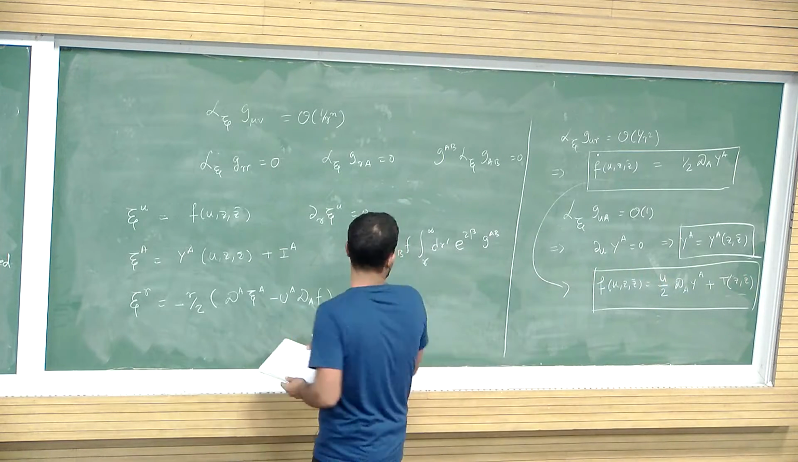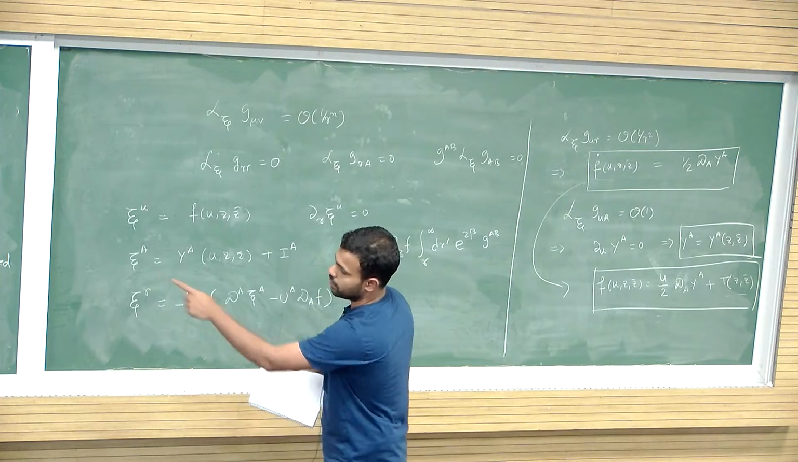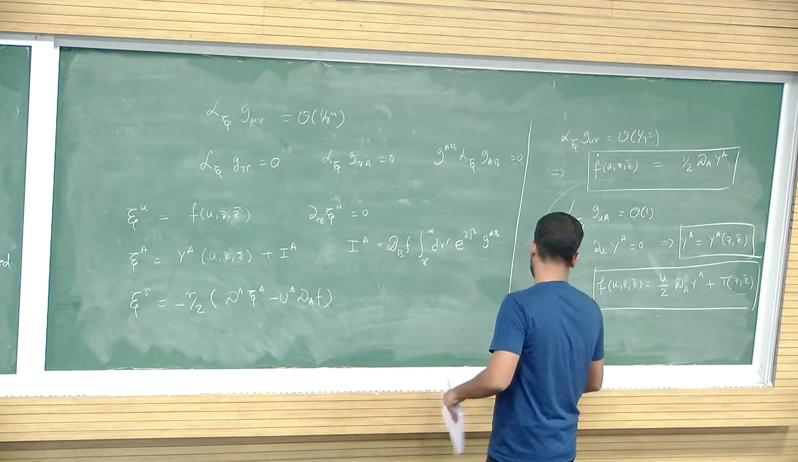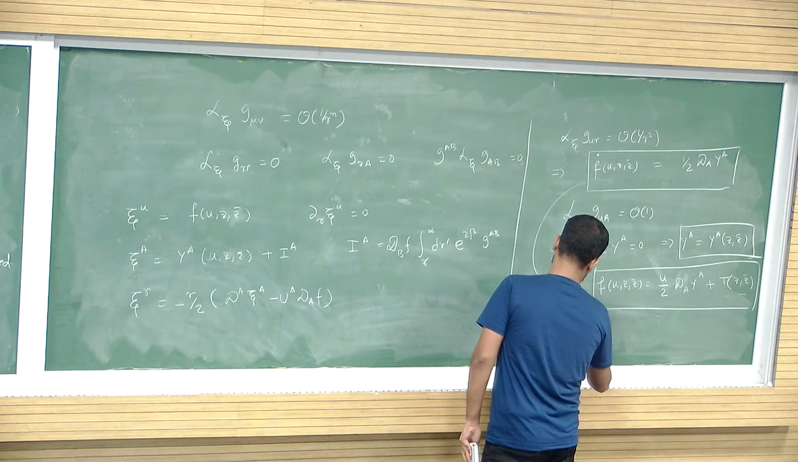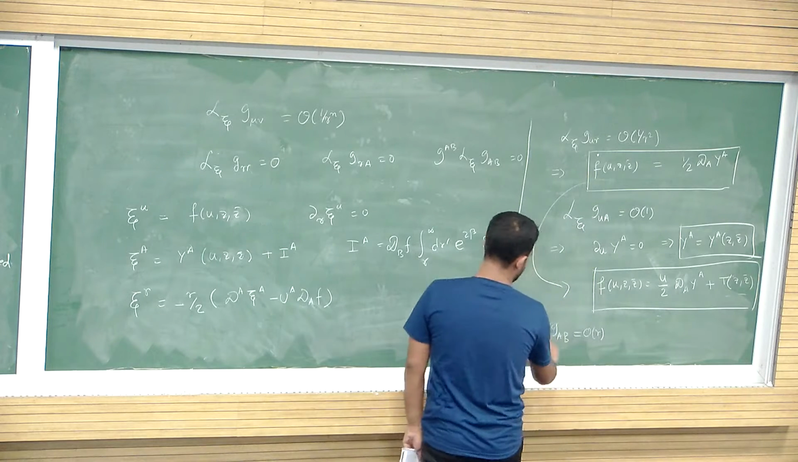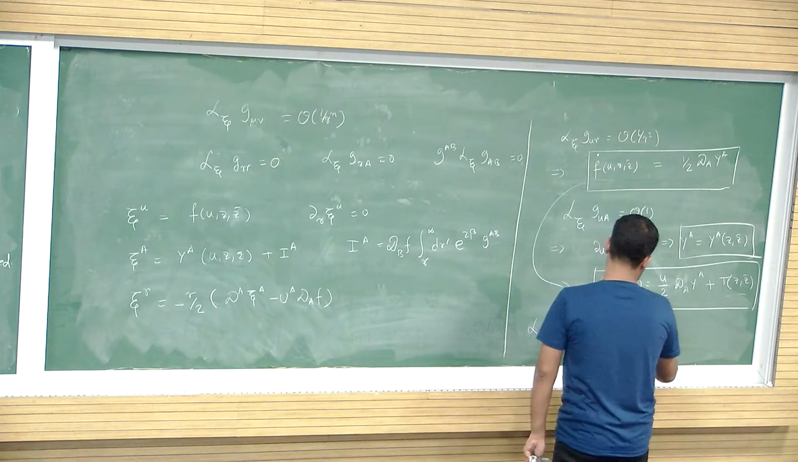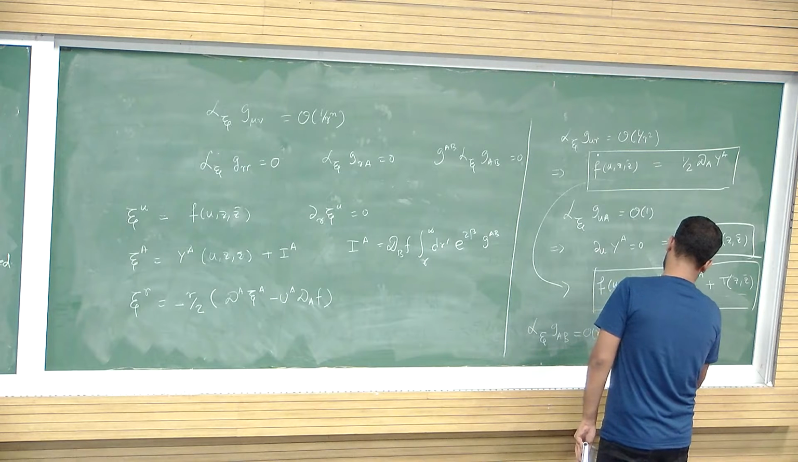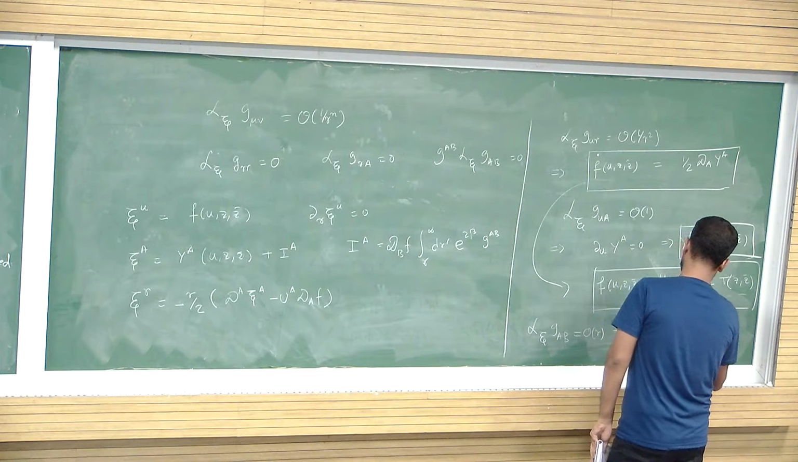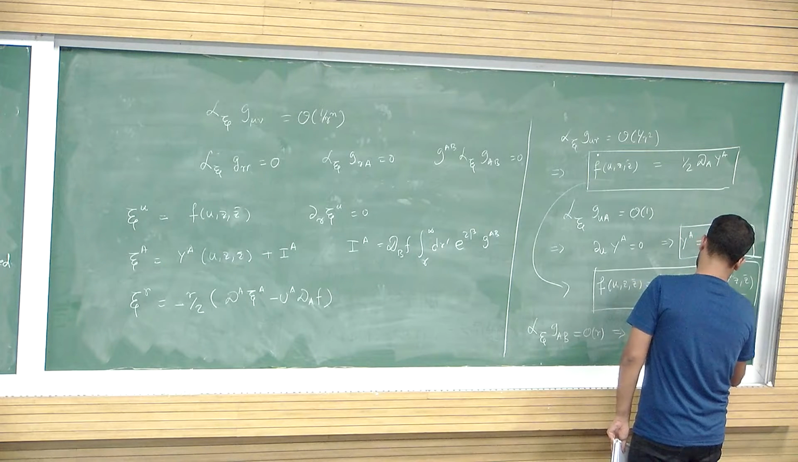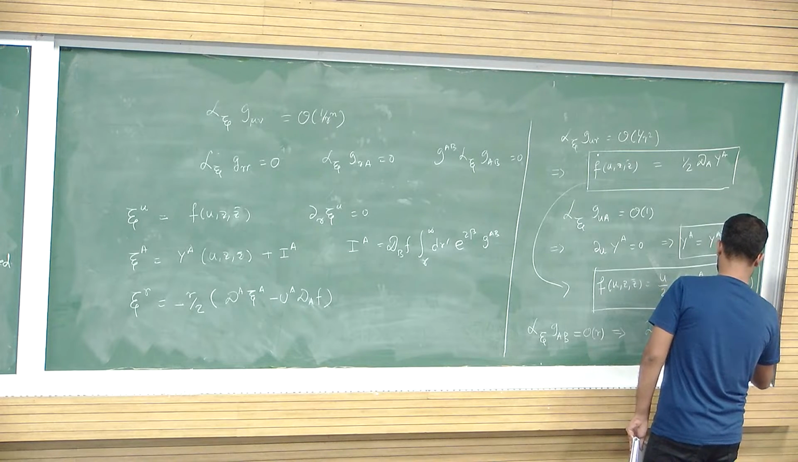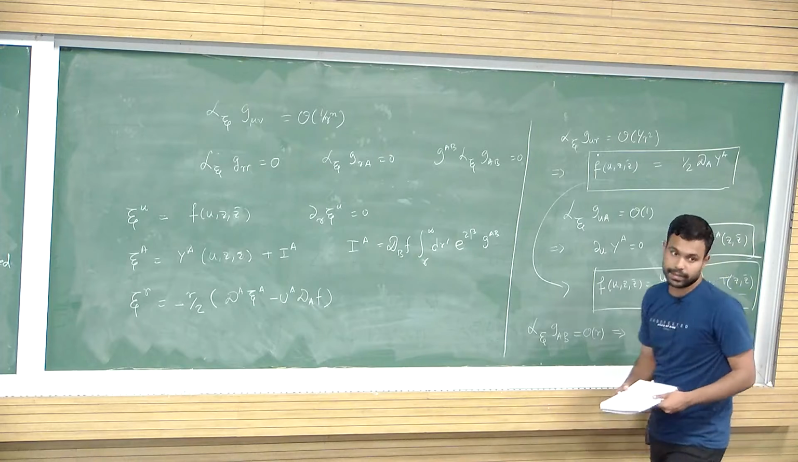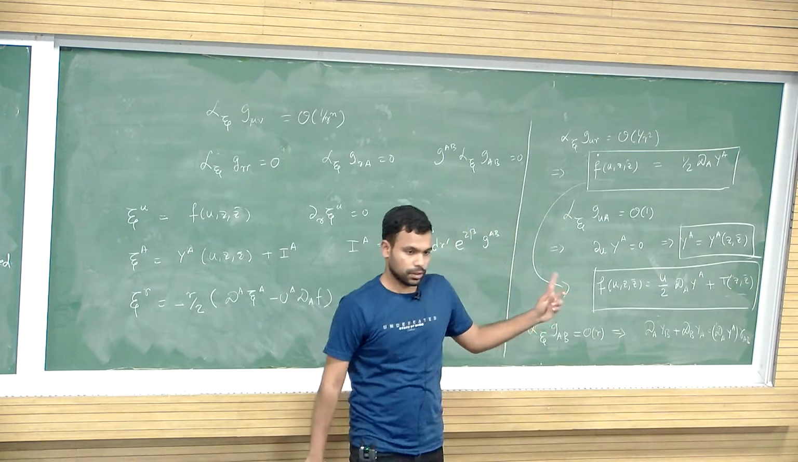Okay, and similarly, you have the condition that the sphere metric can only be changed up to order r. And if you solve this constraint, what you get is that this y is the conformal Killing vector for the 2D metric.